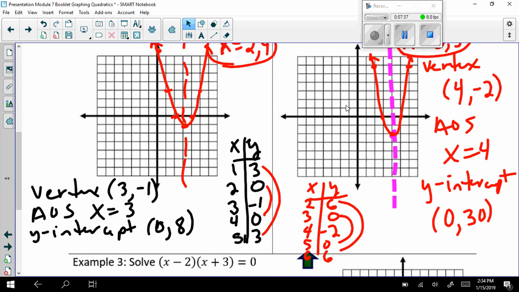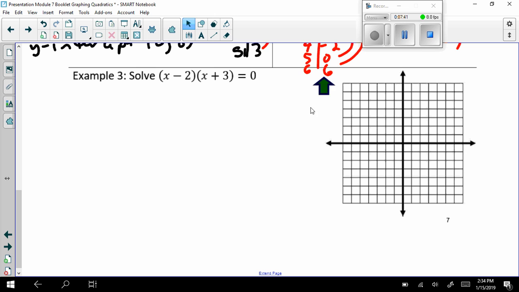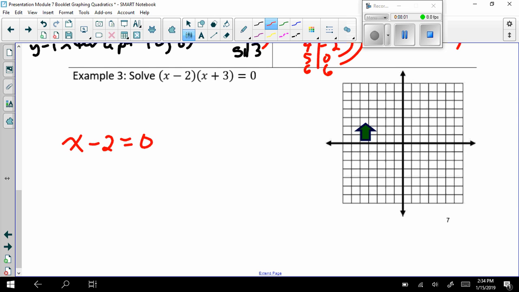Let's take a look at our third example. Our third example is in factored form. Now here's the thing in factored form. I can draw my graph and everything, but in factored form, remember, finding the zeros is the easy thing. And what I'm looking for when I'm solving by graphing is my zeros. So if I'm looking for my zeros here, set each factor equal to 0 and solve.